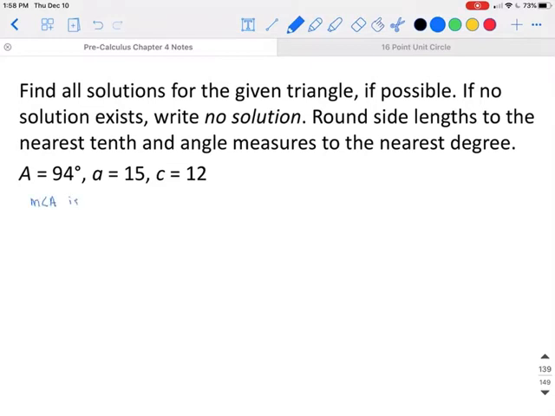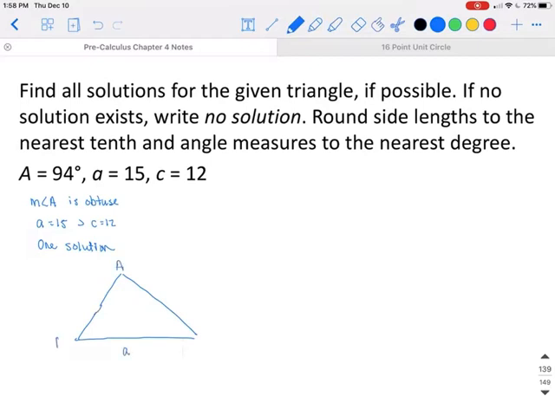So we do know that the measure of angle A is obtuse. So we're either going to have one solution or no solutions. There is no possibility for two solutions in this case. And since the A value, which is 15, is greater than the C value of 12, we do know there will be one solution. So we have one triangle.